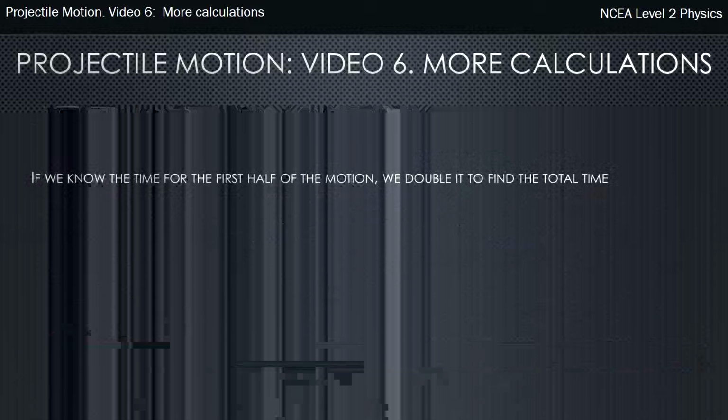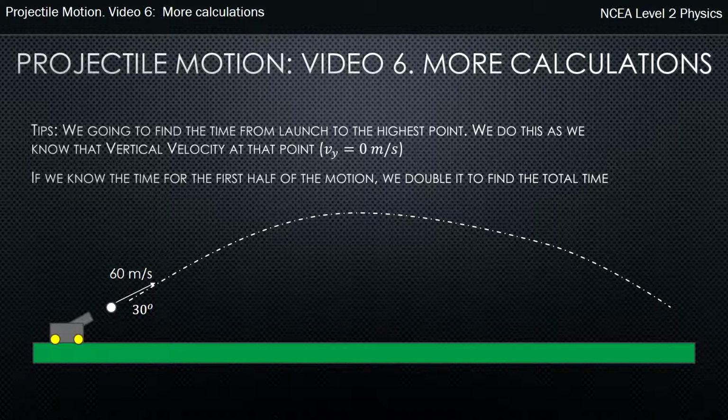Once we know that time to the top, then we double it to find the total time, and the reason is that these projectiles, if we're going from the same height to the same height, are symmetrical. Now my diagram doesn't look quite symmetrical there, but that's just because I've made a cheap PowerPoint diagram.